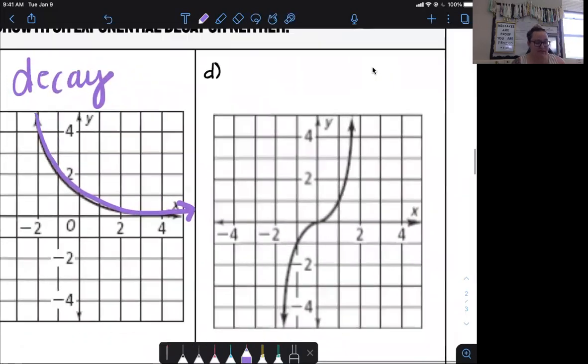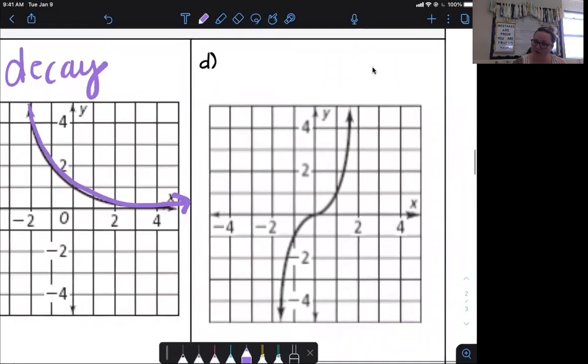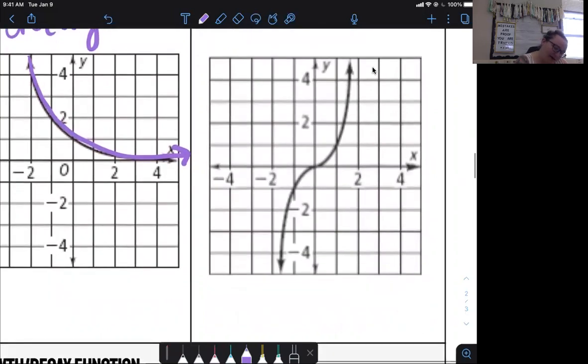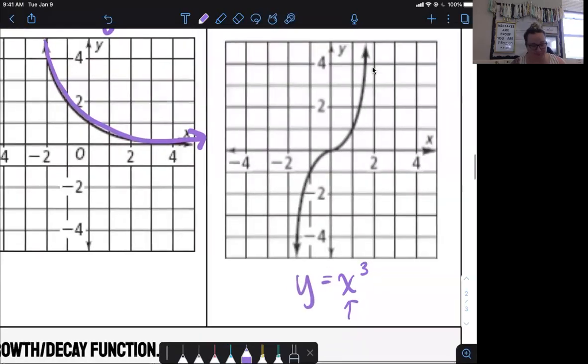And then part D, is this exponential growth, decay, or neither? And this is neither. It does not follow the pattern of behavior that we said all exponential growth or decay models will have. In fact, this should be the graph of y is equal to x cubed. Again, our variable is not an exponent, so this is not an exponential function.